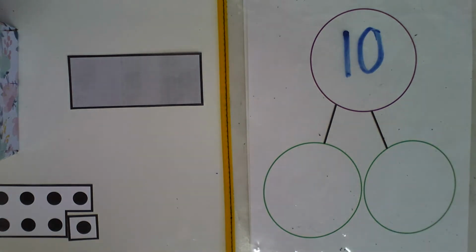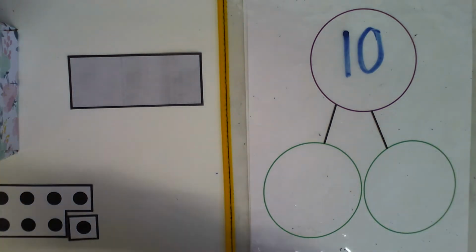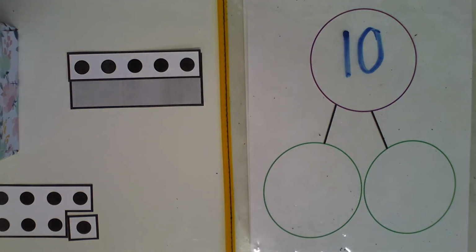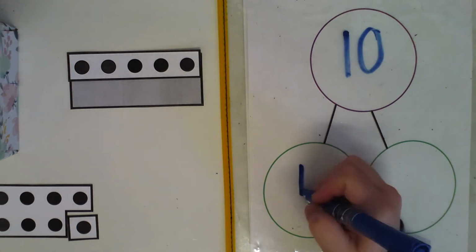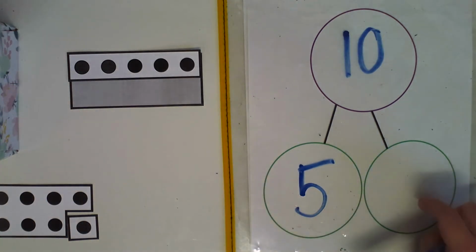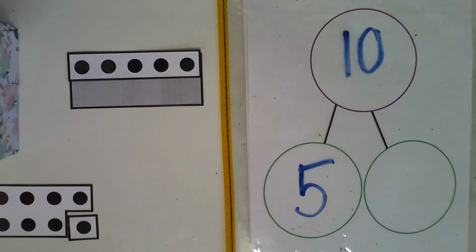All right. And here we go. We're going to do another one. See if you can figure it out. All right, so let's see. How many do we have up there? We have 5. So go ahead and write a 5 in one part. See if you can figure out what our other part would be and write it in this part of the number bond.